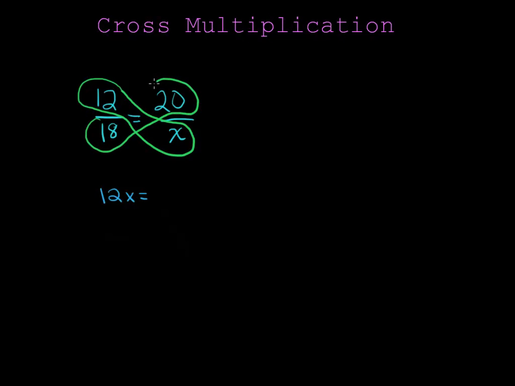Now 18 times 20 is 360, so I'll just go ahead and write that there. And now I have a one-step equation which I can solve. I divide both sides by 12, the 12's cancel, and on the other side I'm left with x is equal to 30.